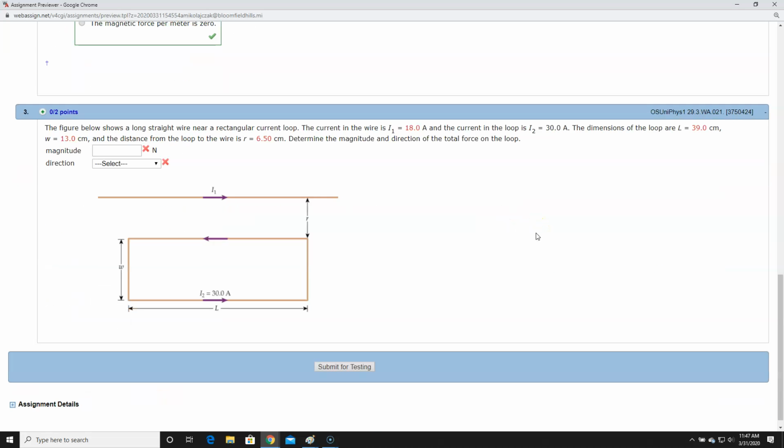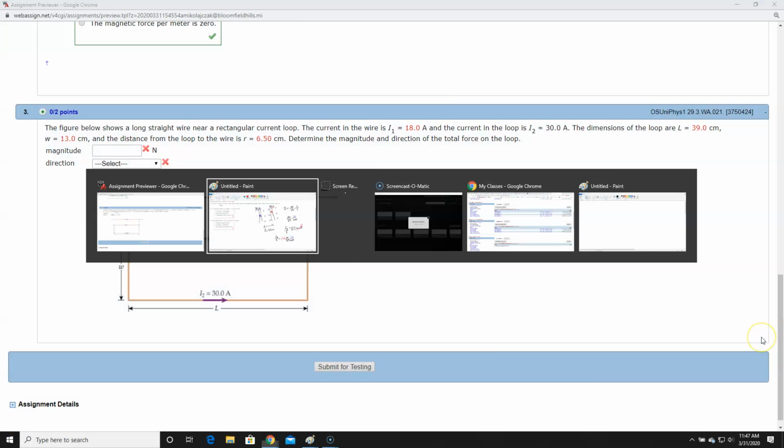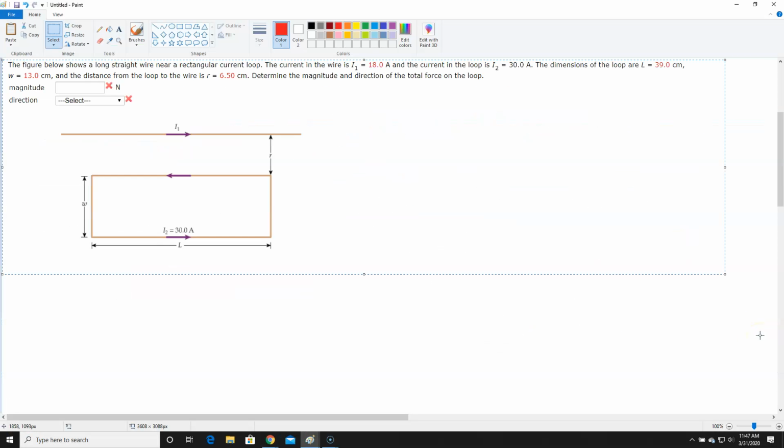All right, we're down to number 3. In this case we have a wire which has a current I1 of 18 amps and a loop of wire with current I2 of 30 amps. And the question is, what kind of force does the long straight wire at the top exert onto the loop of wire? We're going to use what we just did.